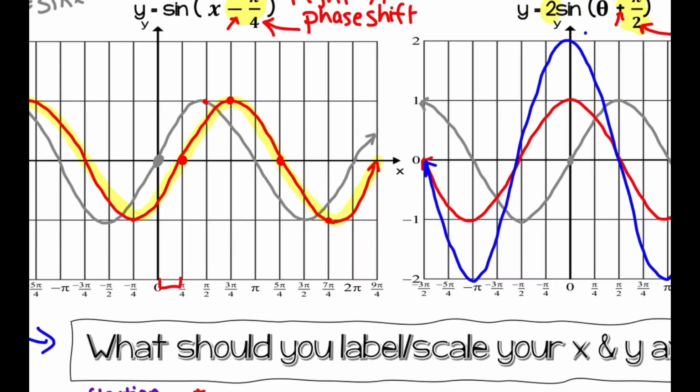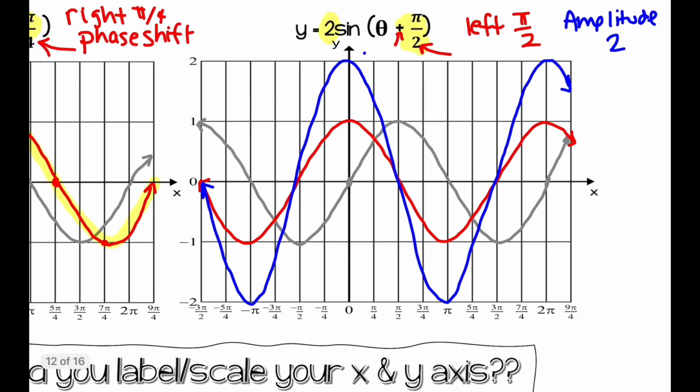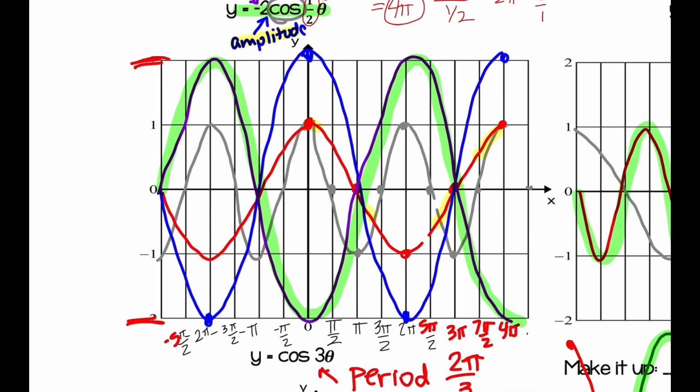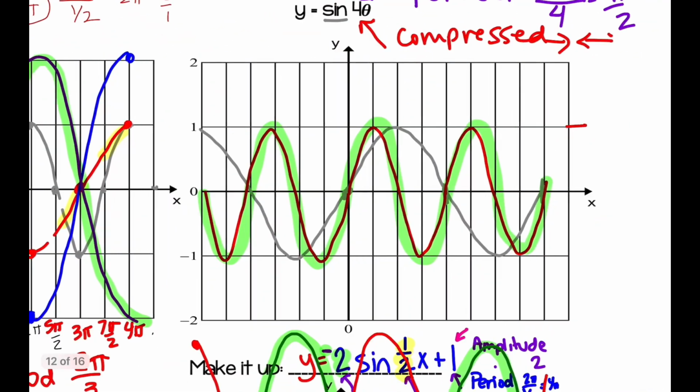This one's going to be from -1 to +1. This one is going to be from -2 to +2. This one is going to be from -2 to +2. This one is going to be from -1 to +1.